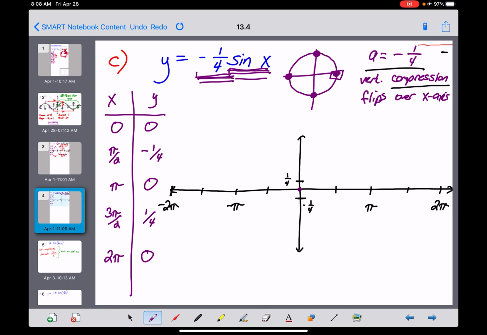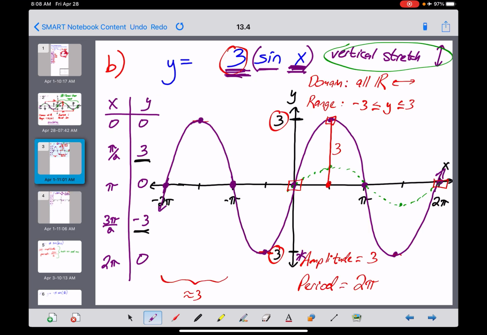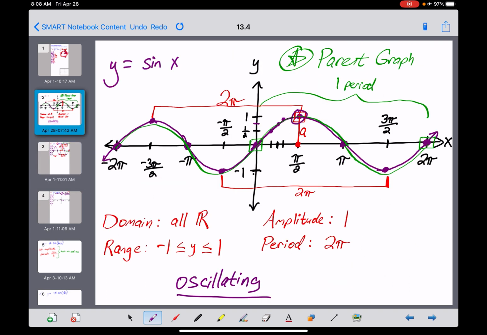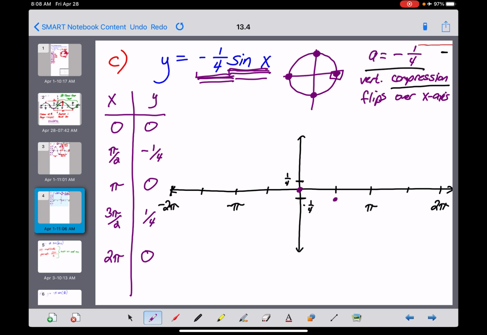Once again, we've got 0, 0. Then, now at pi over 2, we're actually going down this time instead of up. If you take a look, guys, in the last two graphs, the second point that we drew was a peak. It was a high point right here. But now it's a low point. It's a trough, and that's because of the negative that's out there in front. This thing flips over the x-axis. Pi gets us back to 0 right there. 3 pi over 2 is 1/4.